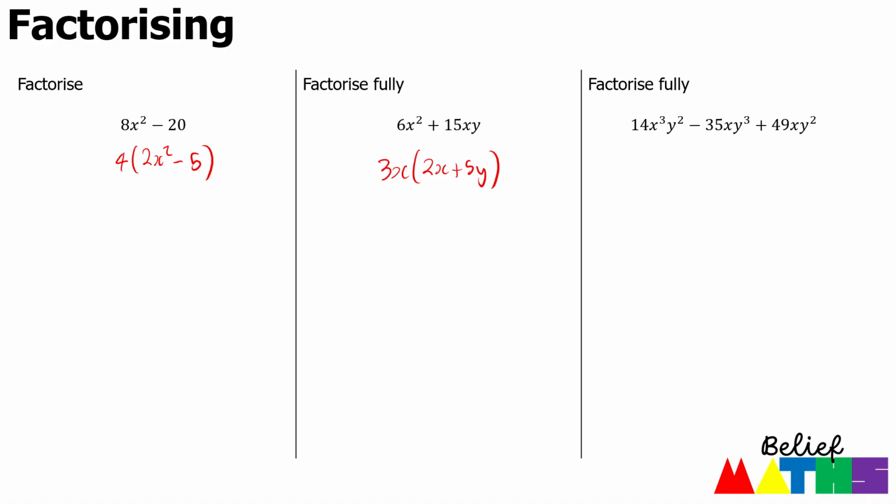Finally, in the last one, we need to look at what number will divide all of those. Well, they're all in the 7 times tables, so we can factorise out 7. We can take an x out of each of those terms, and there's y squared, y cubed, and y squared. So we can take y squared out of all of them. That leaves us with 2x squared in the first term, minus 5y plus 7, because we've taken the xy squared out of the last one.